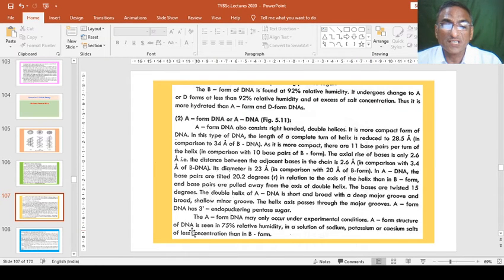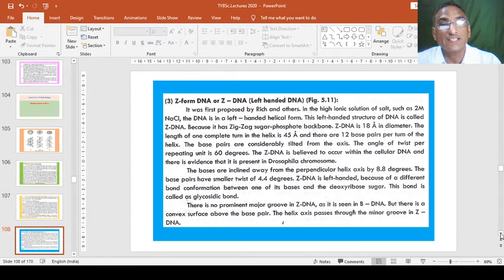The A form structure of DNA is seen in 75% relative humidity in a solution of sodium, potassium, or calcium salts or cesium salts of less concentration than in beta forms. So these are the structural arrangement of A form DNA.